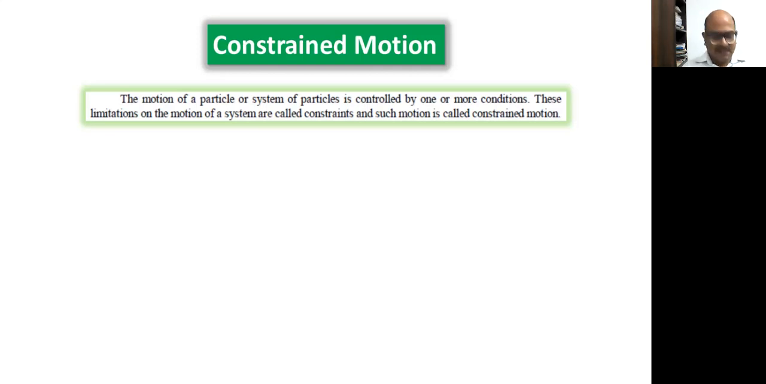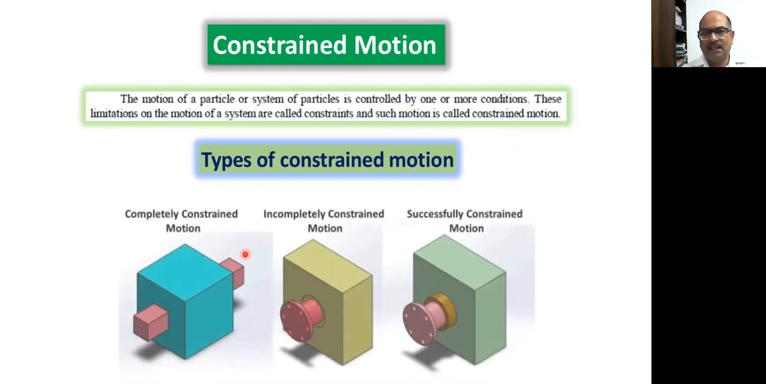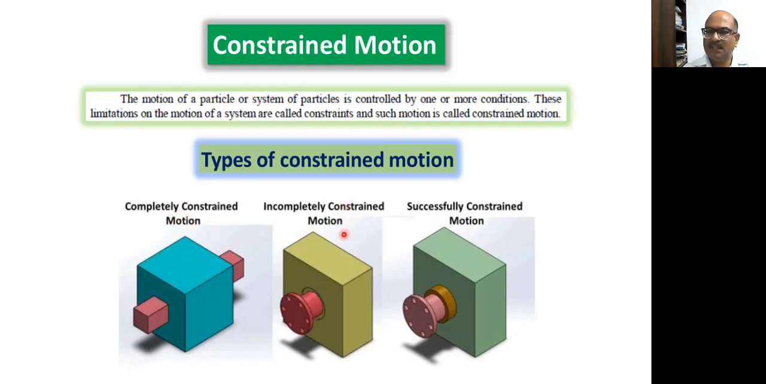So in every motion, there are certain conditions governed by the environment or certain parameters or some physical restrictions, so that the motion is controlled. So these limitations on the motion of a system are known as constraints. Okay, and such motion is called constrained motion. Now there are a few types of constrained motion, like completely constrained motion, incompletely constrained motion, and successfully constrained motion. So what is completely constrained motion? That we have to understand.